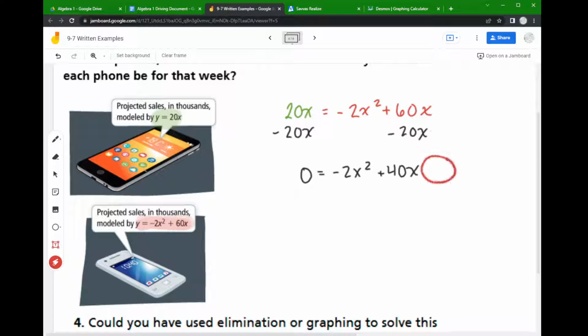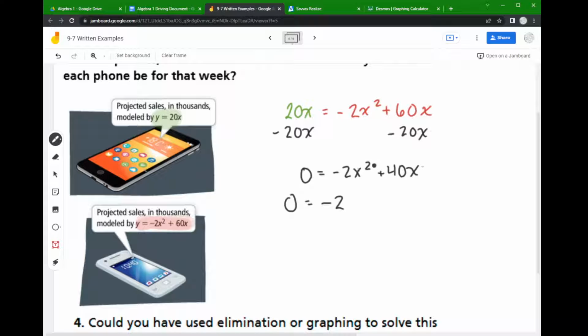Now there's not a c value here. There's no constant, like a +7. So I'm not going to worry about quadratic formula because this is an easy factor using factoring out the greatest common factor. So between 2x squared and 40x, I see that I could take out a -2, right? Because 40 is divisible by 2, and I don't like a negative in front of the x squared.